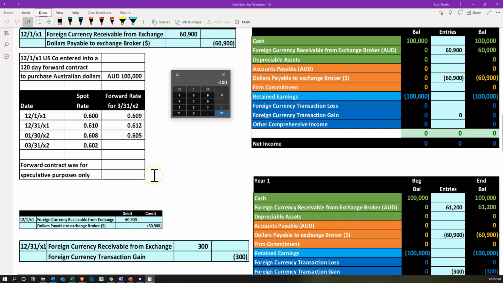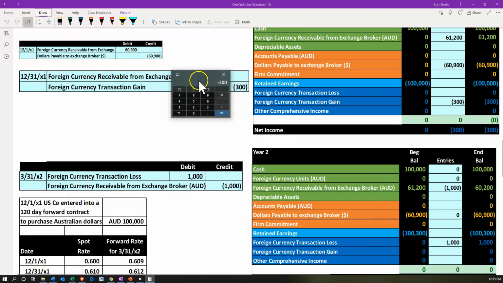Why is it a gain? This is where the speculation comes into play. Because we had $1 Australian worth 0.609 US dollars before. Now $1 Australian is worth 0.612 US dollars. $1 Australian is worth more US dollars. Therefore, the Australian dollar has gotten stronger compared to the US dollar, or you could think of the US dollar being weaker compared to the Australian dollar, and we're going to get paid in Australian dollars. And the fact that the Australian dollar is stronger now, we're going to get paid by something that has more purchasing power, therefore we have a gain.